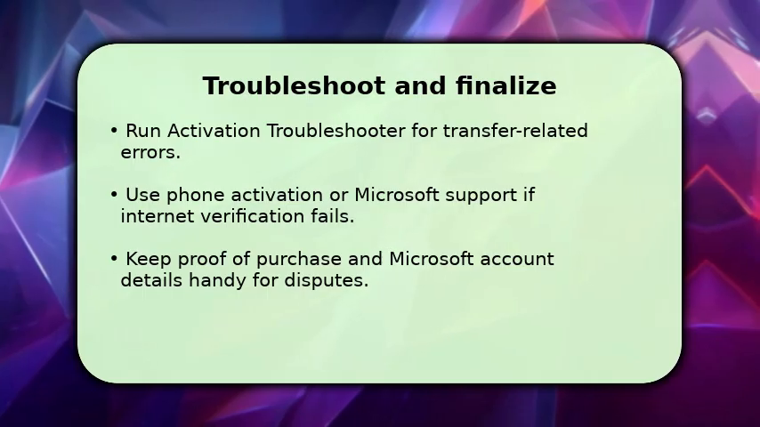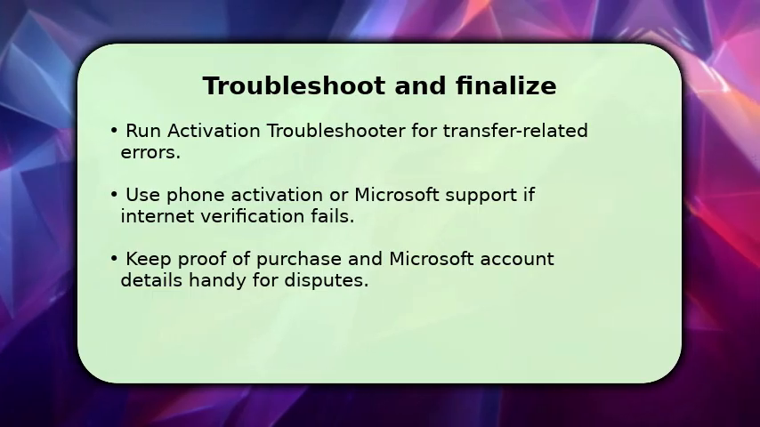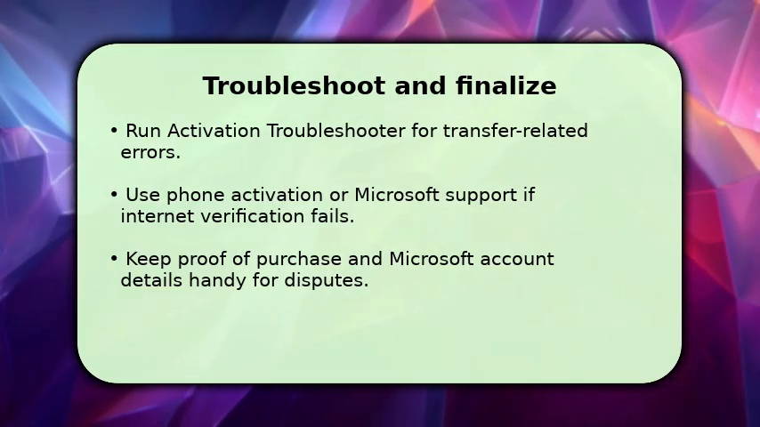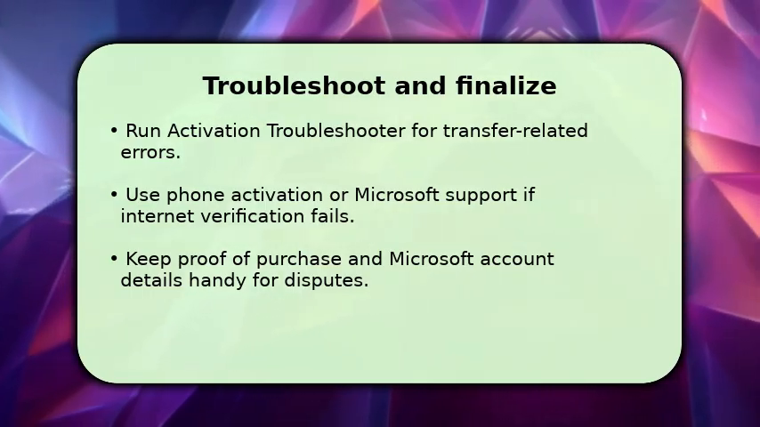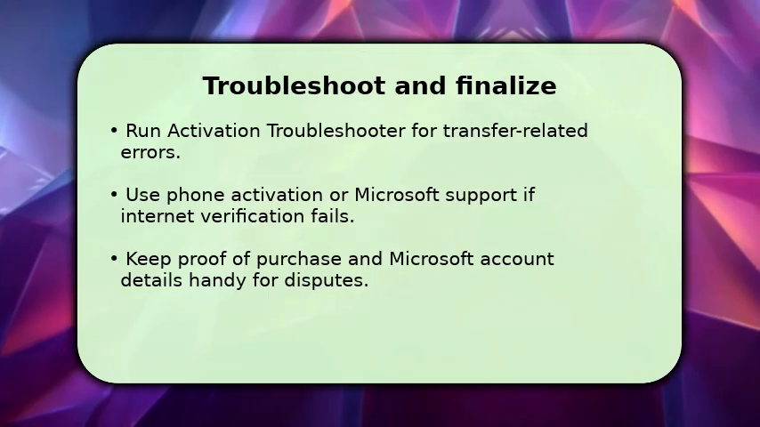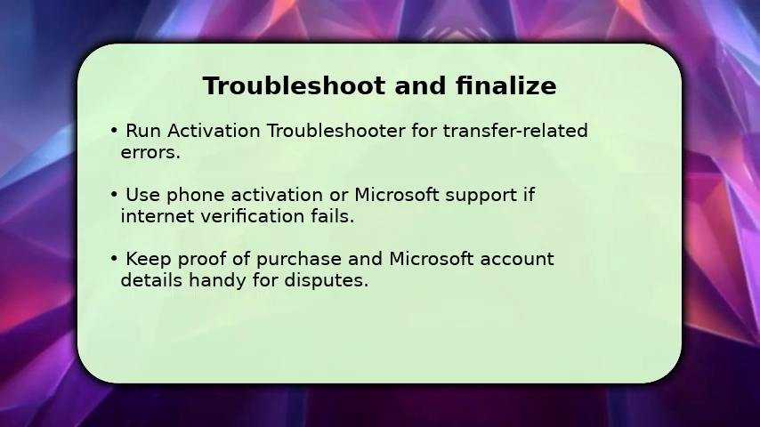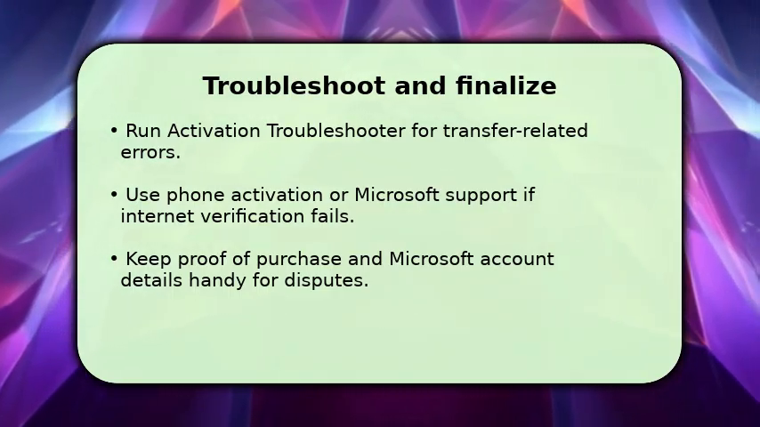It walks you through hardware change issues and can relink a digital license. If that doesn't work, use phone activation or contact Microsoft support. You'll need proof of purchase and the original key or account information. One key troubleshooting tip: if the activation fails after a hardware change, sign into your Microsoft account on the PC and use the troubleshooter to select the device and reactivate.